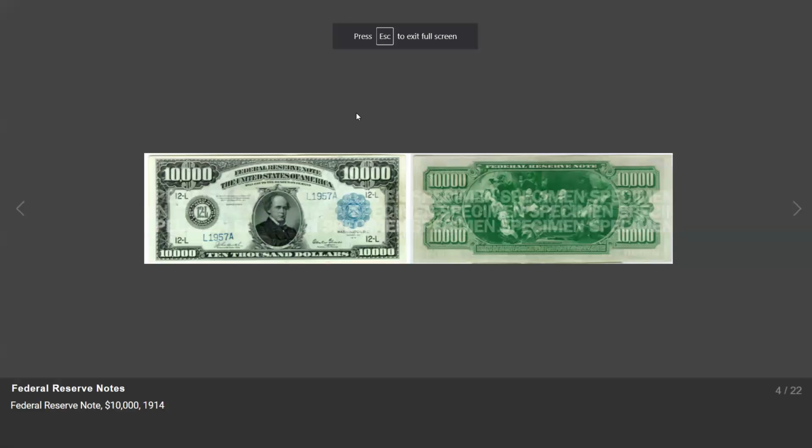Oh, there's a $10,000 bill. Did you know that we once had a $10,000 bill? This is Salmon Chase, the founder of the Chase Manhattan Bank. I think at the time he was probably the Secretary of the Treasury. Man, $10,000. Doesn't that look nice?